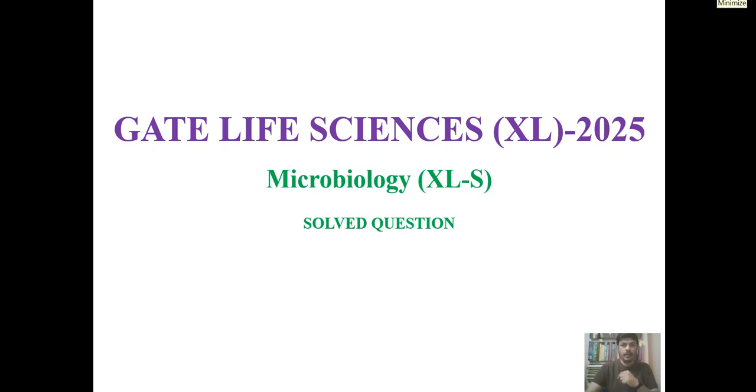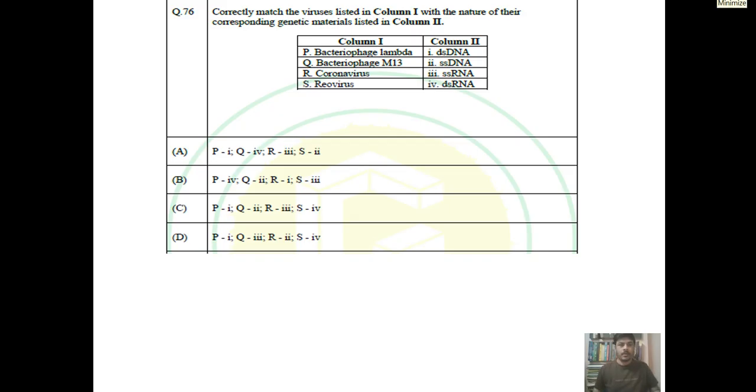Hi everyone, here we solve the GATE Life Science 2025 question paper from microbiology sections. Now let's see questions. This is question number 76 from the GATE Excel Life Science paper, which is a matching type question where group 1 shows the list of some viruses and group 2 represents the corresponding genetic materials. So we have to match it correctly.